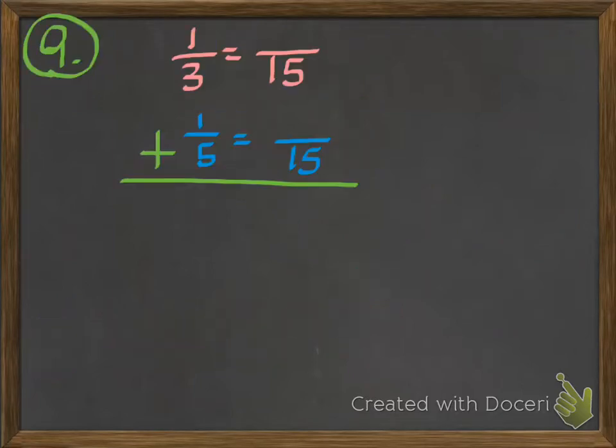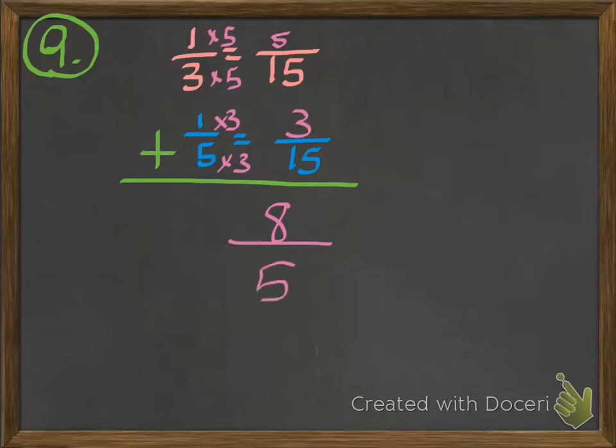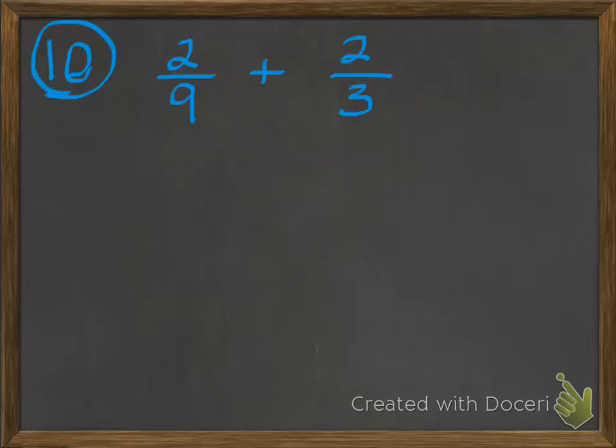Okay? Number 9. 1/3 plus 1/5, and I've given you the common denominator of 15ths. Okay, to get to 15ths from 3, I have to multiply it times 5. So I get 5/15ths. To get from fifths to 15ths, I have to multiply times 3. And I get 3/15ths. Then I add them up. 3/15ths plus 5/15ths is 8/15ths.